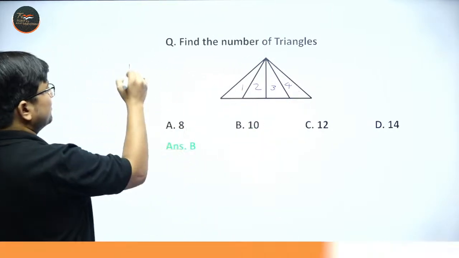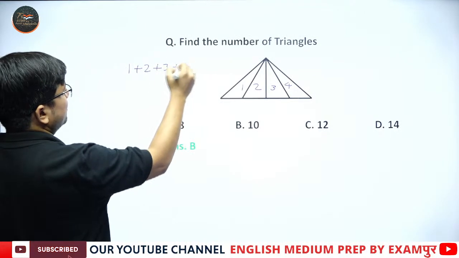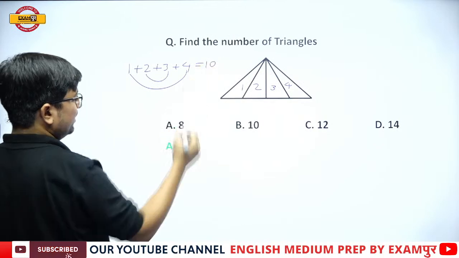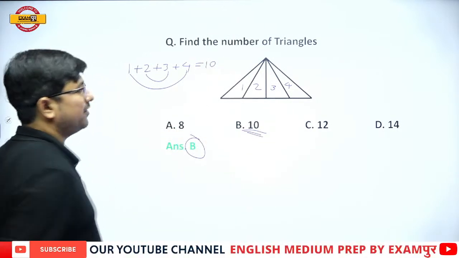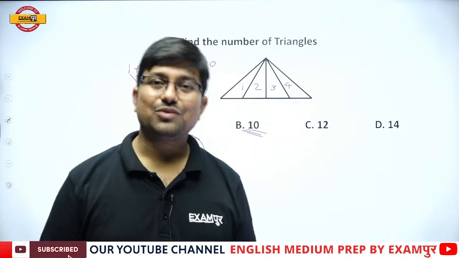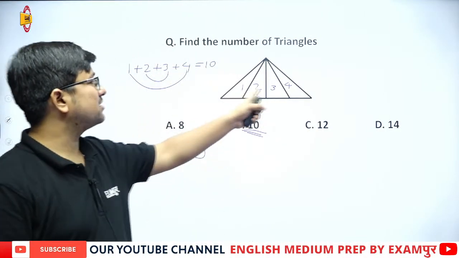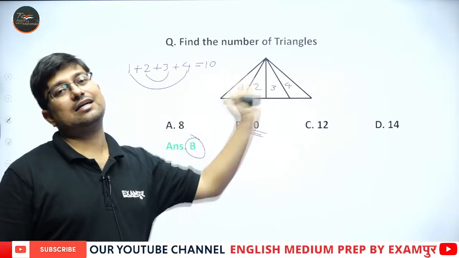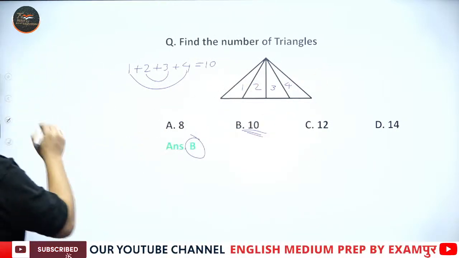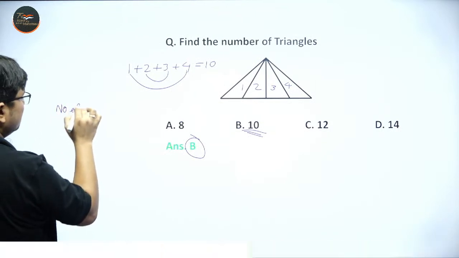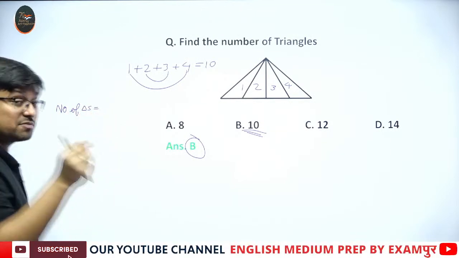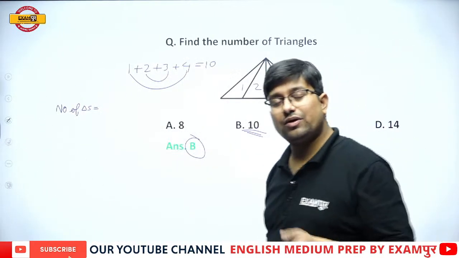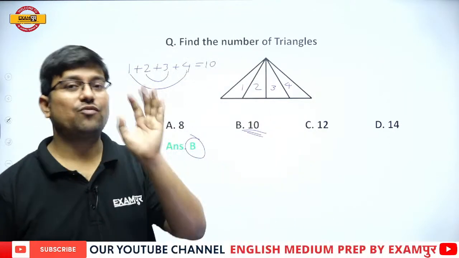Just add them. 4 plus 1, 5, 3 plus 2, 5. It is again 10. This way you can do it. Just count the smallest triangles and add the numbers. If it is 5, add till 5. If it is 6, add till 6, 1 to 6. Another way: these shortcuts are only applicable to those particular varieties of questions. I should repeat on record, such shortcuts are only applicable to those particular varieties of questions.